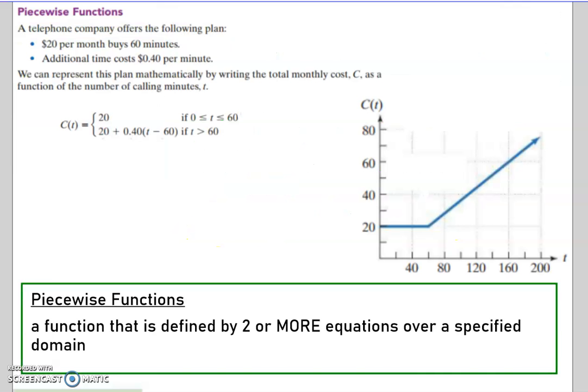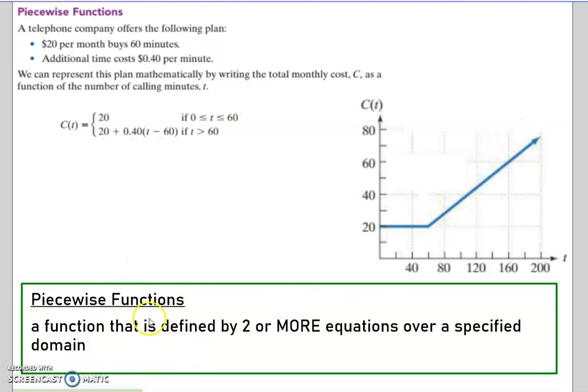So piecewise functions are super applicable to the real world. A lot of times this is what happens. It says a telephone company offers the following plan: $20 per month for 60 minutes, right? But anything after those 60 minutes is an additional cost, right? So then it's going to change. So this is what happens.